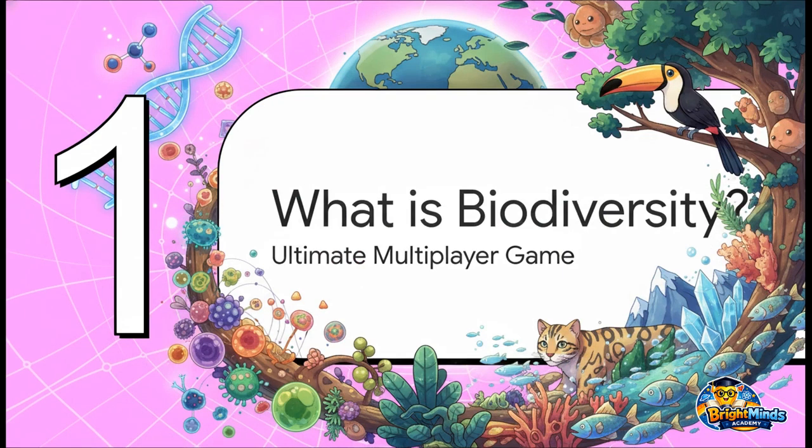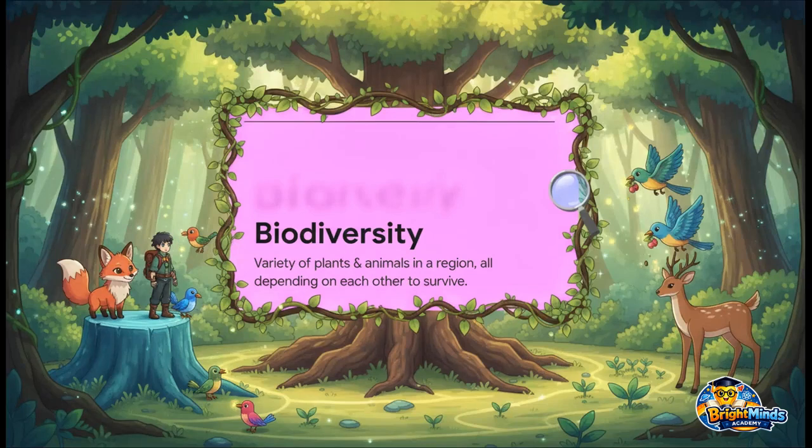What exactly is biodiversity? Or, as I like to call it, the ultimate multiplayer game. To really wrap your head around this, think of biodiversity as a massive, completely wild co-op system. You've got tons of players, the plants and animals, all hanging out in one particular region. And here is the golden rule. Literally everyone relies on everybody else to survive.